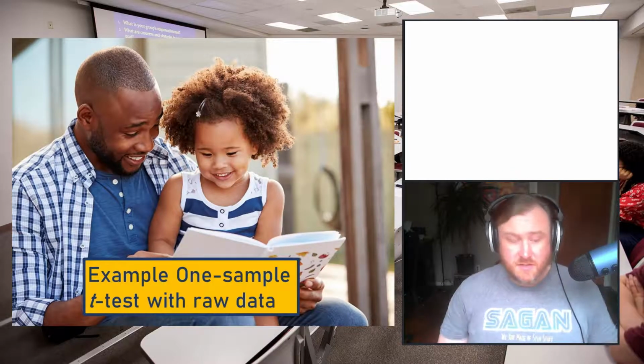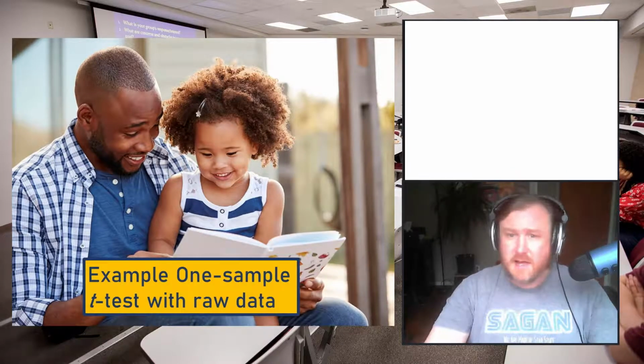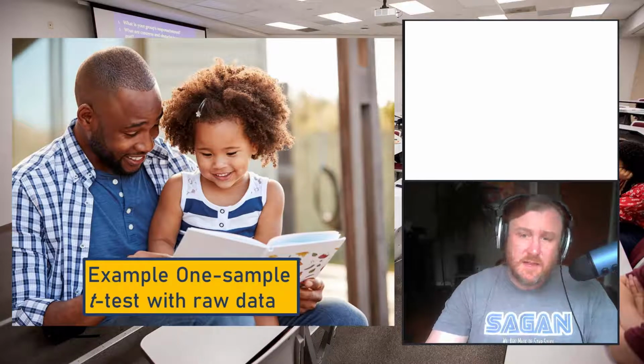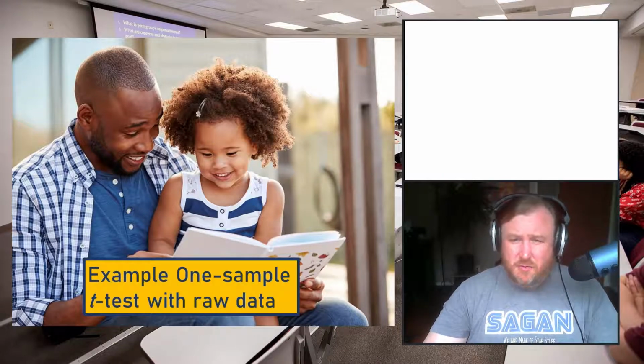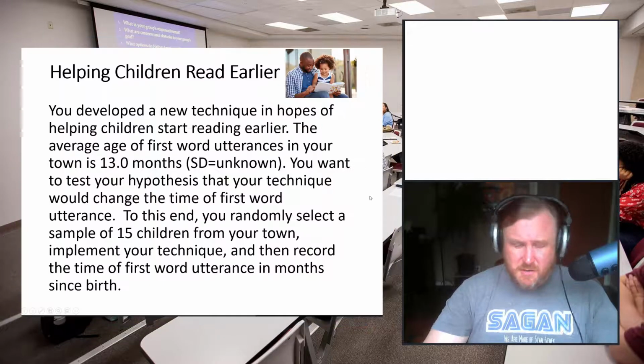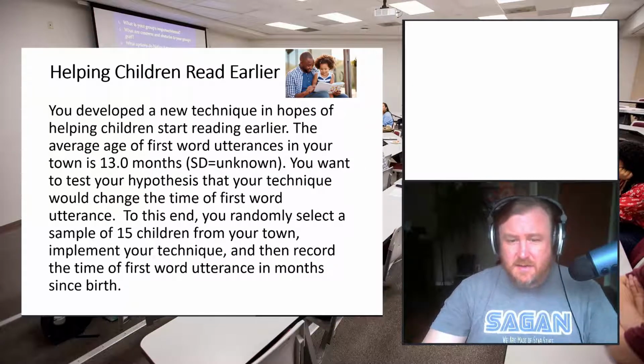Okay, so let's just extend the example that we had started using in the second part of this lecture. This is the one where you're trying to help children read at an earlier age, and so you implement some technique to see if it changes the age at which they utter their first words.